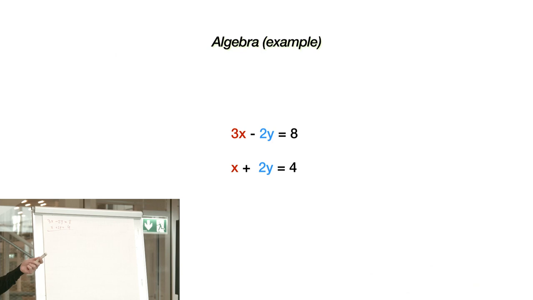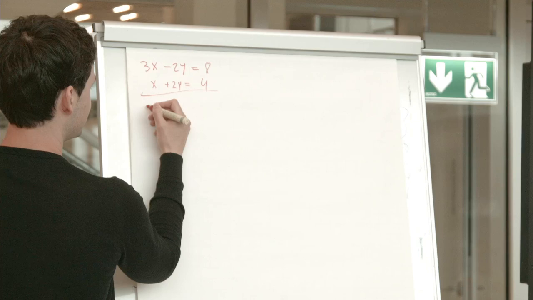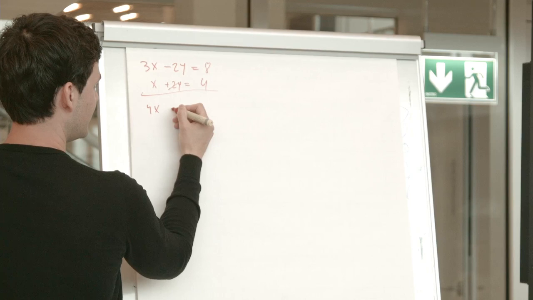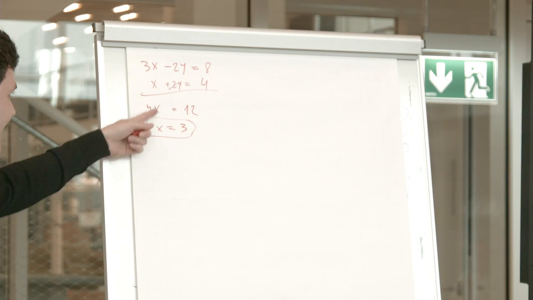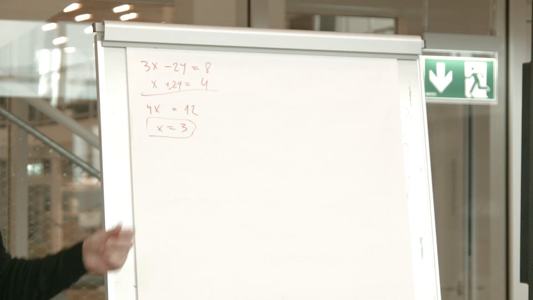Yeah? So 3x plus x is 4x. This plus 2y and minus 2y will cancel each other, equals 12. So x equals 3. Simple. And now I find y, yeah? But why can I add them? That's the question. How come you have these two things? Why can I add them?